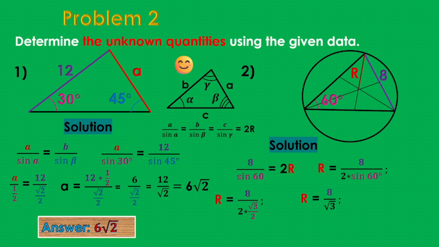Usually, we do not leave the root in the denominator, but transfer it to the numerator, multiplying the numerator and denominator by square root of 3. Now we have that r equals 8 square root of 3 over 3.